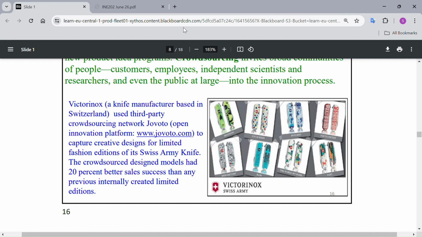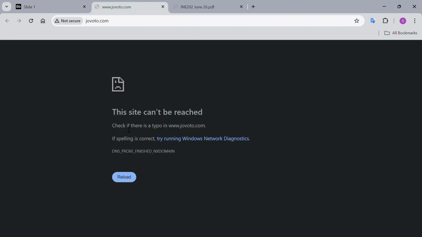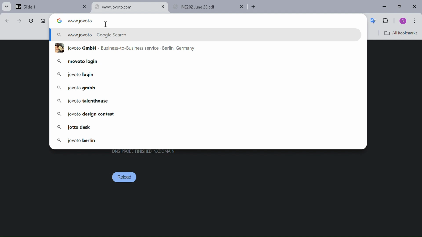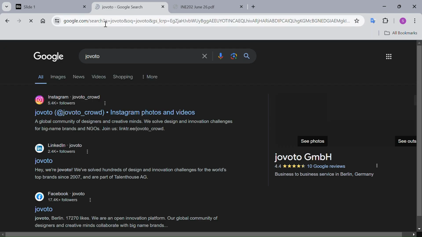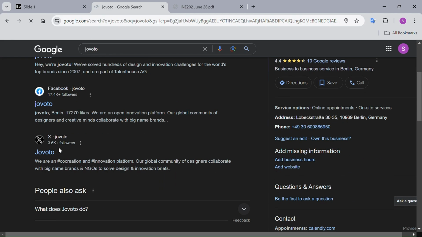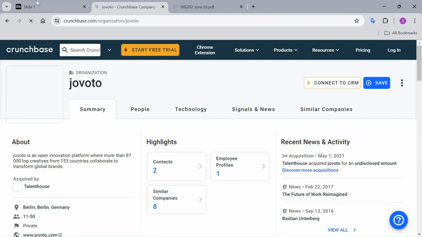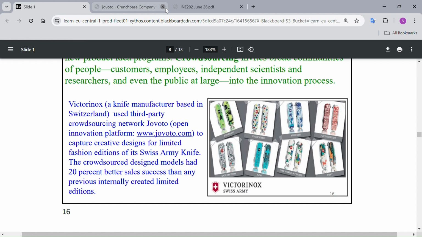Let's check the platform. Okay, for some reason it's not working. Jovoto. Okay, it's not working.